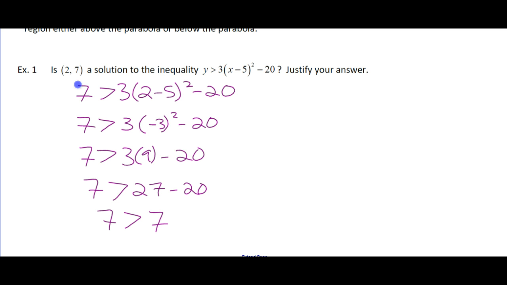Okay, so true or false? False, right? 7 is not greater than 7. 7 is in fact equal to 7. So, okay, this is false. So what does that tell us about the point (2, 7) then? It's on the parabola, right? Because if that were greater than or equal to, or if it were just equal to, then it would be a true statement. So that point is on the parabola, but it is not a solution to the inequality, where all of our y values must be greater than the corresponding y value on the parabola.